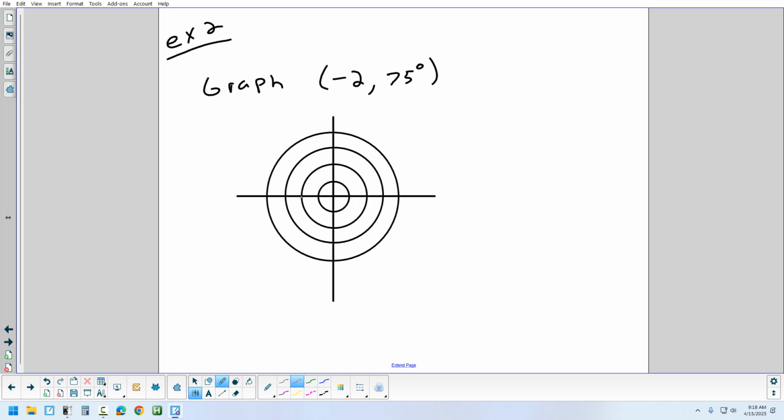Would it be down? Because you're going from the point, right? Clockwise or counterclockwise? Counterclockwise. So we're going to go left 2, and then we're going to rotate counterclockwise 75 degrees. So that's not quite the whole quadrant. It's most of it. So I would put your answer about there. So left 2, and then rotate 75 degrees.